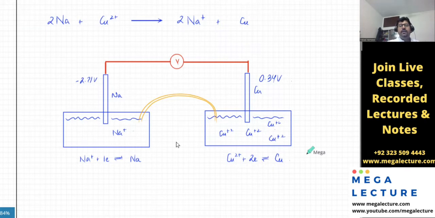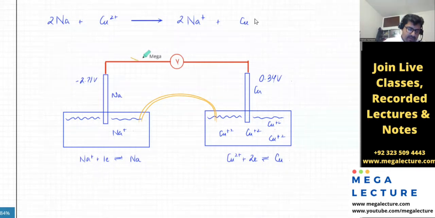Anyways, first thing, in which direction will the electrons flow? Because now there's a potential difference. So left to right, right to left. Minus 2.71 potential, 0.34 potential. So remember, higher potential, electrons would always get attracted to the more positive potential. So electrons will flow, and they're going to flow towards the more.